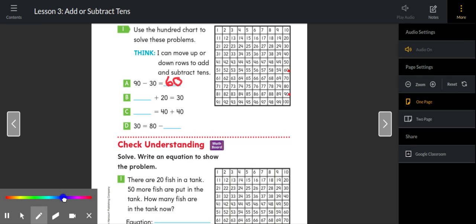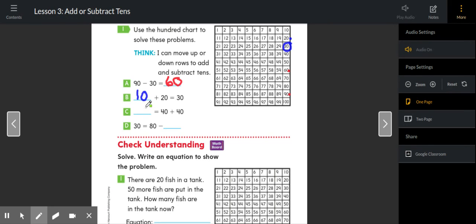And if I change my color for my next problem, this one's a little bit tricky. Something plus 20 equals 30. So if I'm at 20, how much more do I need to hop if I want to be equal to 30? Well, I know that 20 plus 10, just one hop, is 30. So if I put the addends in a different order, if I know that 20 plus 10 equals 30, I also know that 10 plus 20 equals 30.